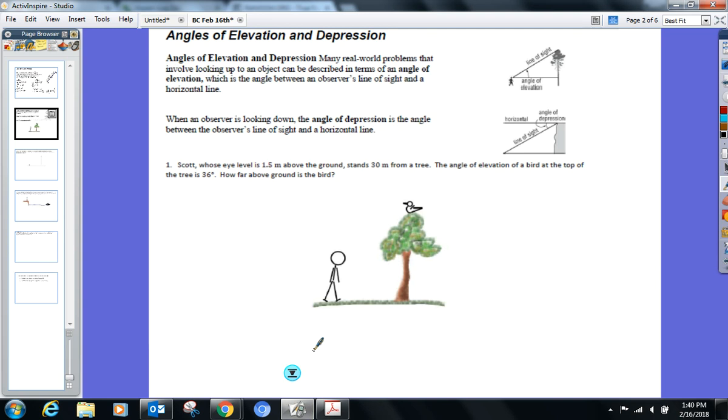Example 1. All right. Scott's eye level is 1.5 meters above the ground. Where do you think I could put that 1.5 meters? His eye level, 1.5 meters above the ground.